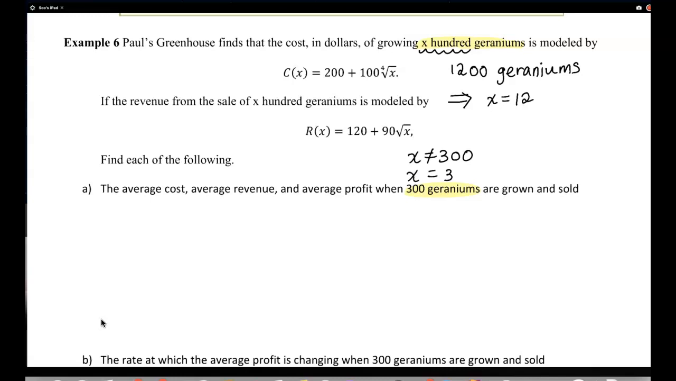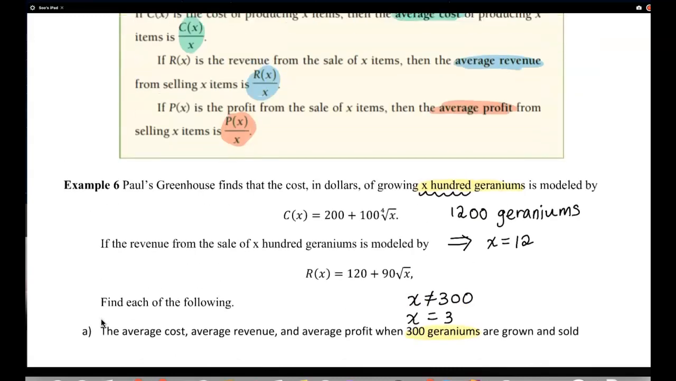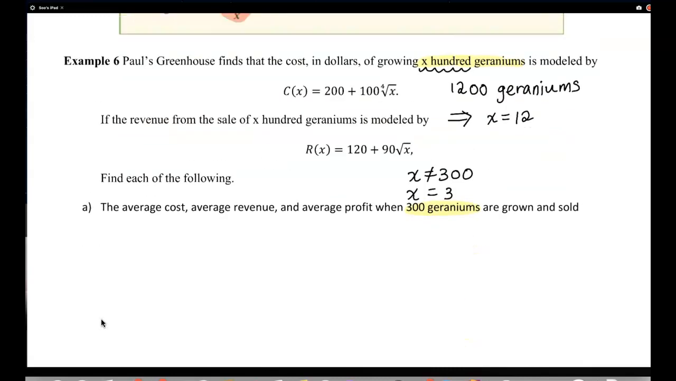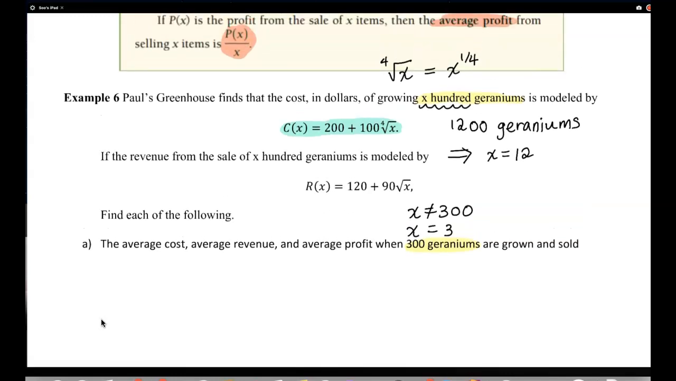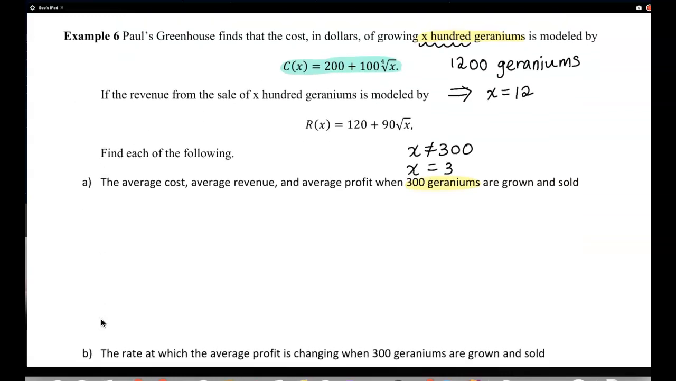All right, but anyways, the first function they're giving us is the cost function. So the cost function says C of X is equal to 200 plus 100 times 4th root of X. What I know is that when I take the derivative of the cost function, if I ever have to later, I will make sure to rewrite that 4th root of X. Whenever you have that 4th root of X, you can write that as X to the 1/4 power, right? But not right now. When they ask me to find the derivative of a cost function, maybe, but not right now. Okay, marginal cost, but not right now, I'm sorry.